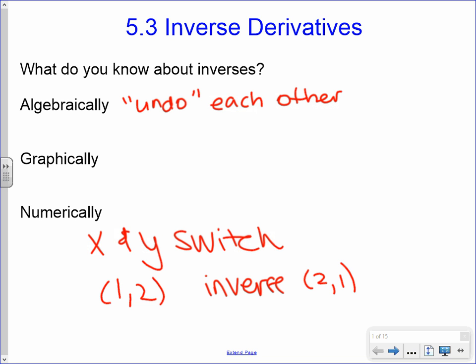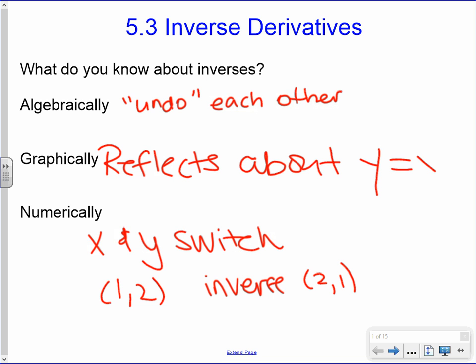There's a property that inverse graphs have. There's some sort of reflection that takes place. Over what? The XY line or whatever that is. They reflect over the line y equals x. Okay, so we're going to talk about each of these individually, and then we'll talk about how calculus relates to anything with inverses.